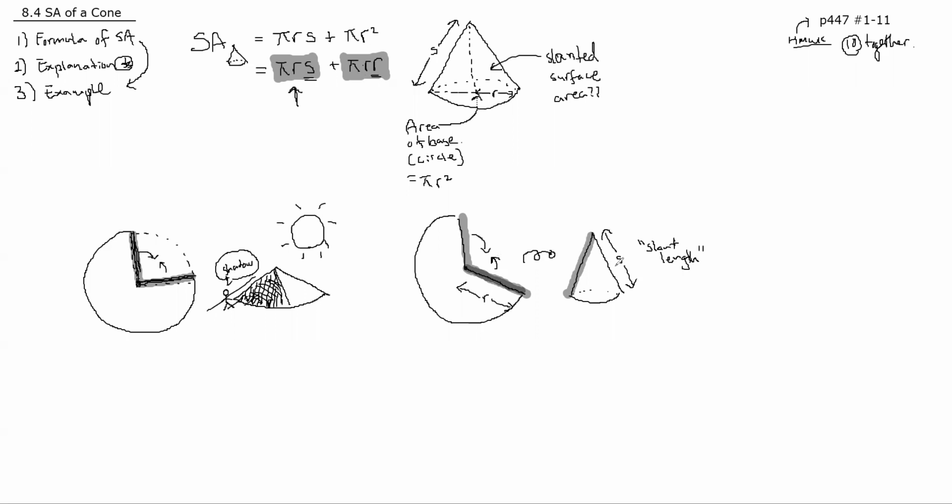Normally it would be R, but because when we turn it into a cone it ends up being the slant, we won't call this an R, we're going to call this an S. So the radius of the portion of the circle that's going to turn into a cone, we're going to use the letter S. All right? Questions so far?